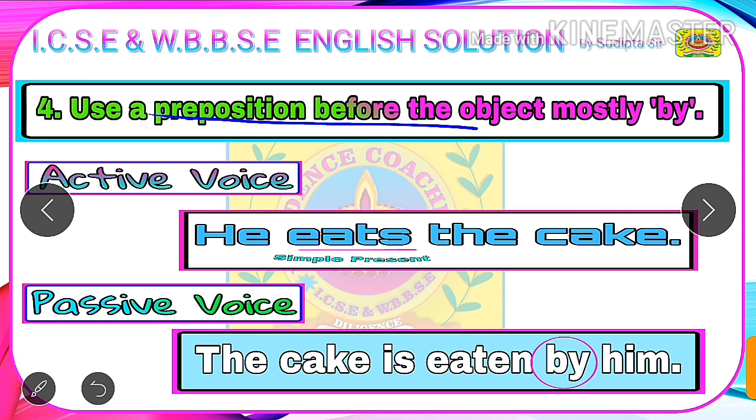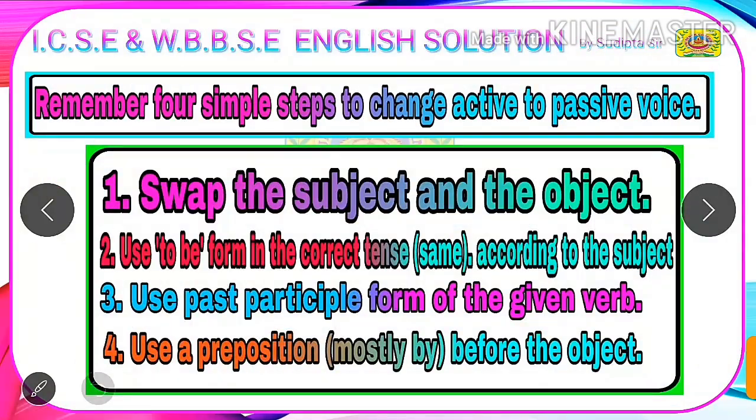So in the last step our final answer becomes the cake is eaten by him. We have used by before the object him. So our final answer is the cake is eaten by him. So students, after performing these 4 simple steps, we can easily change the simple sentences from active to passive.